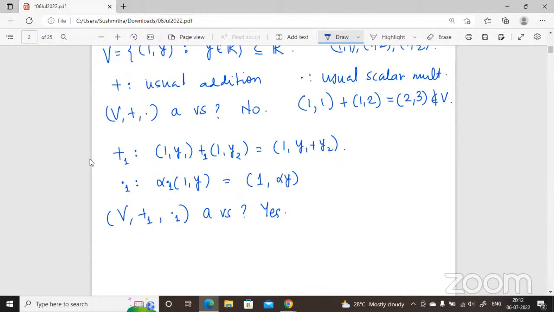Okay, so is it closed under addition? If I add two vectors, will the resultant also be in the vector space? Yes, because the first coordinate is getting fixed, meaning the addition is defined in such a way that this one doesn't change to anything else.